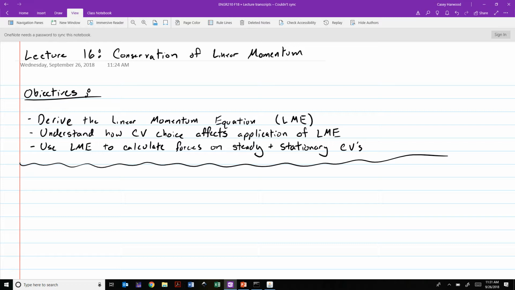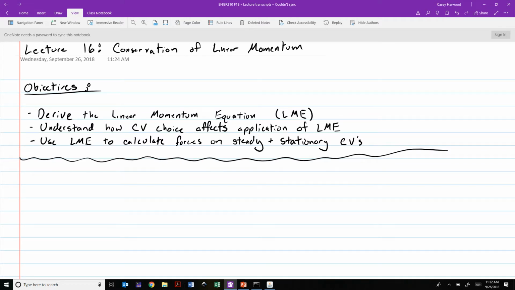We want to understand how our choice of control volume affects the way we apply the linear momentum equation. And then finally, we want to actually apply that equation to calculate the forces incident on a control volume. This, combined with the continuity equation from last time, are probably the tools I use most often when I'm doing fluids calculations. The LME is an incredibly powerful equation that allows you to calculate things like the thrust of a jet engine, the lift on a wing, the drag of an object moving through the air.